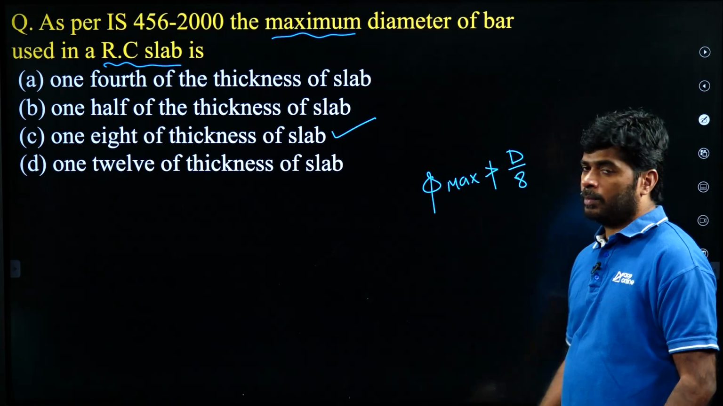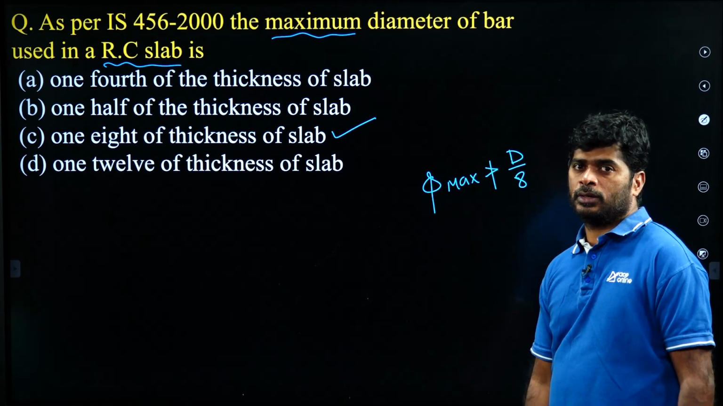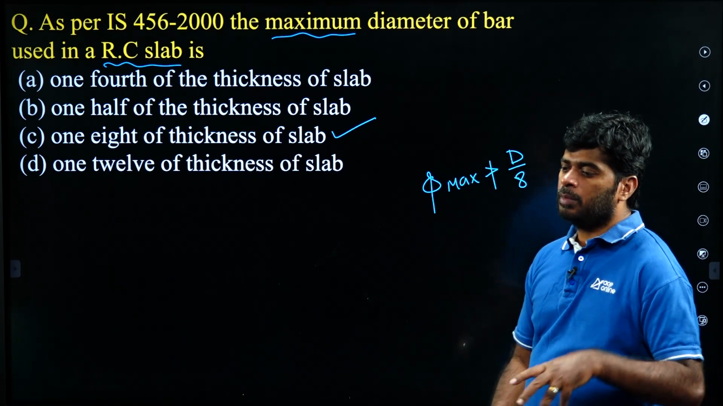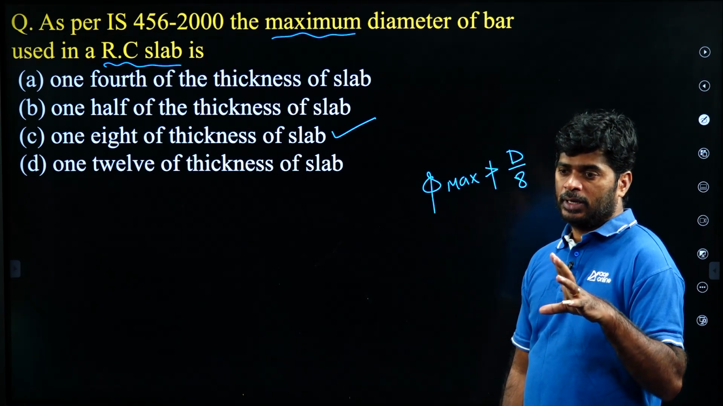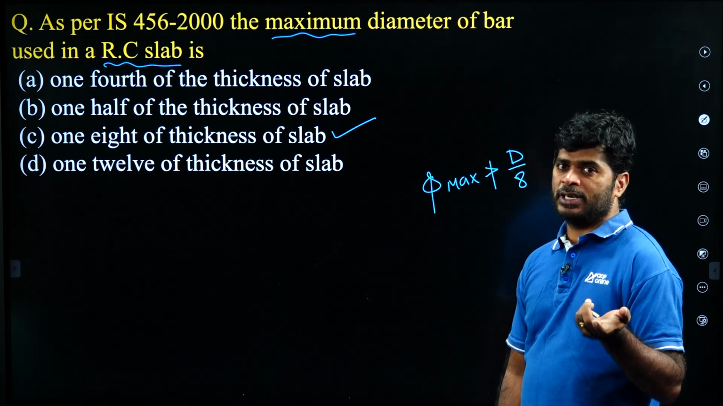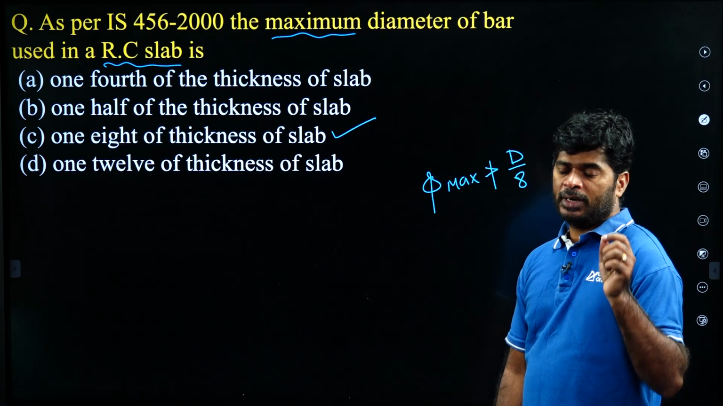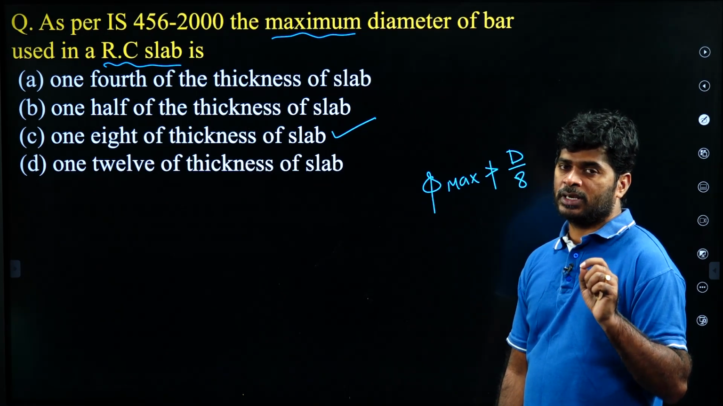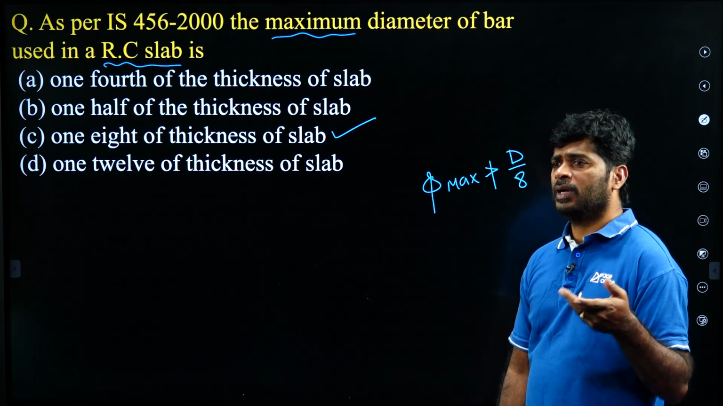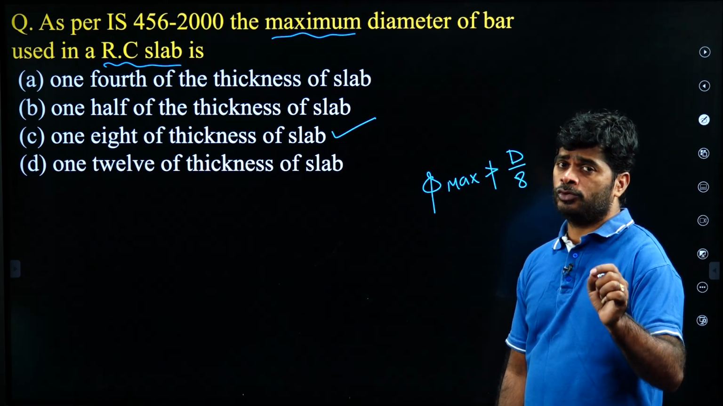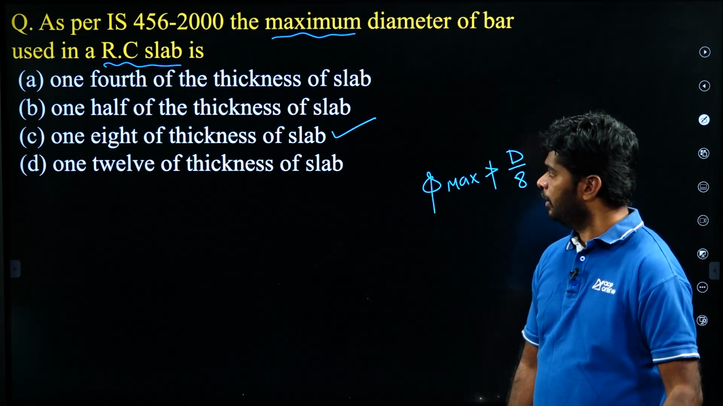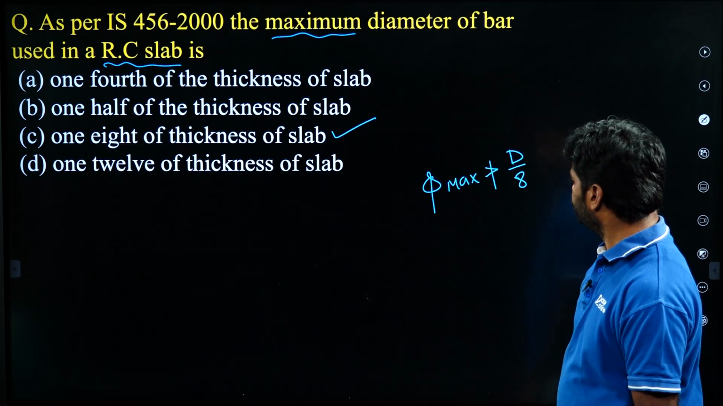So, from these two you can expect one question. Maybe you can expect a question on slab, that is, maximum diameter of the bar used in slabs, my dear, not more than 1/8 of thickness of the slab. Otherwise, you may expect minimum diameter of the longitudinal bar used in column, 12 mm. Okay? Next question.